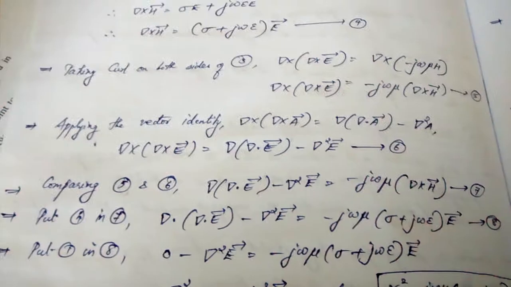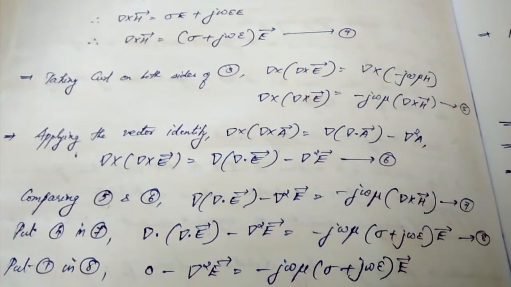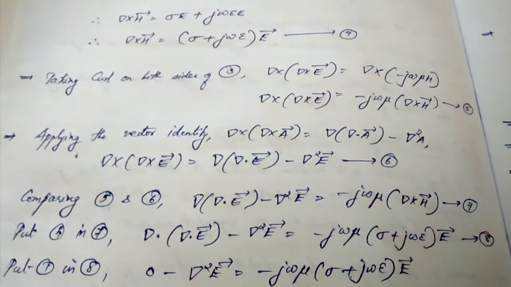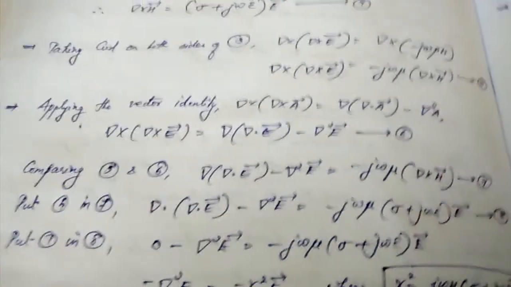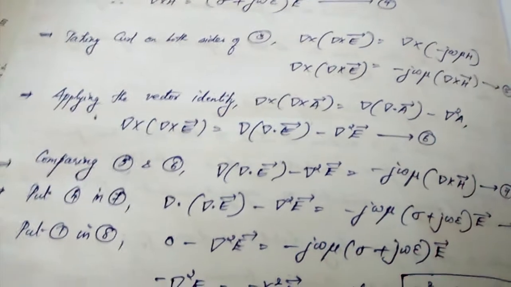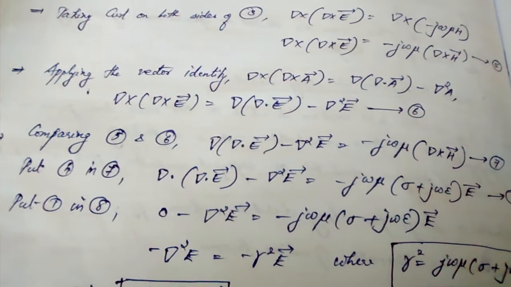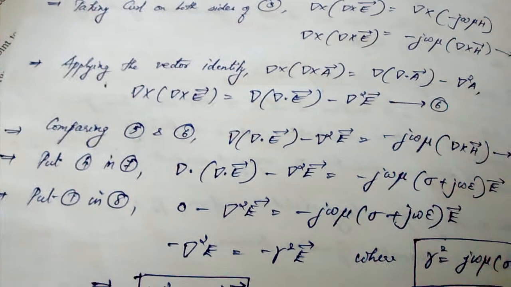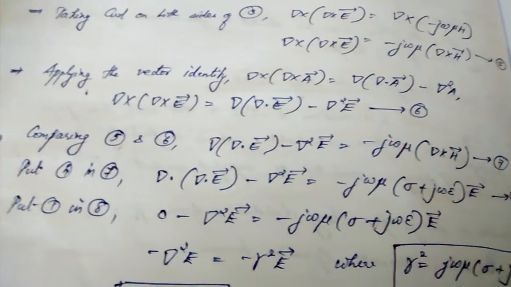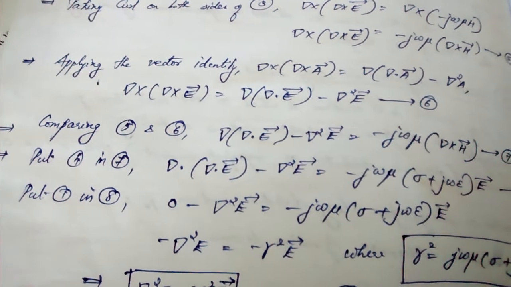Now, taking curl on both sides of equation 3, you get del cross del cross E is equal to del cross of minus j omega mu H. Okay, mark it as equation number 5. Now we are applying the vector identity to del cross del cross E. That is del cross del cross A, for vector A, is equal to del of del dot A minus del square A. So you get, applying that, del cross del cross E is equal to del of del dot E minus del square E.